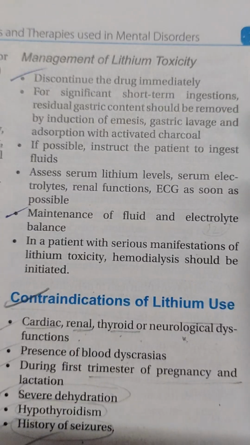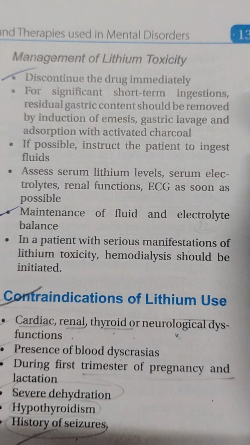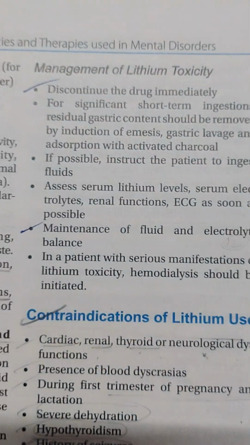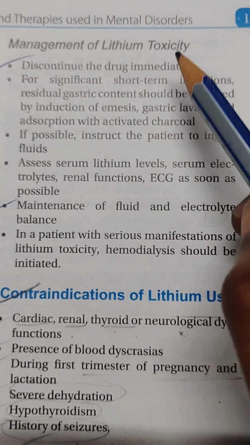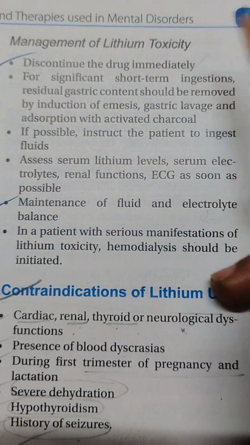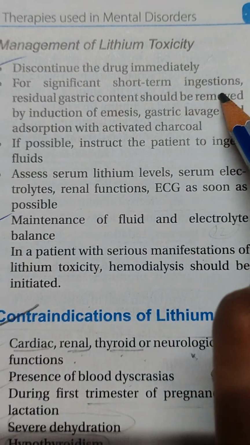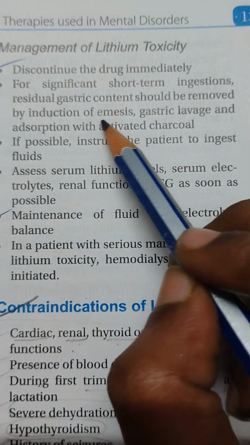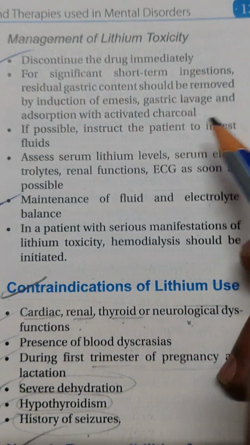Then what is the management of this lithium toxicity? First, what we have to do? As a health care provider, when we find that the patient has lithium toxicity, discontinue the drug immediately as soon as possible. So this is the first one. Then the next, residual gastric contents should be removed by induction of vomiting, gastric lavage and absorption with activated charcoal. So this is the second step.